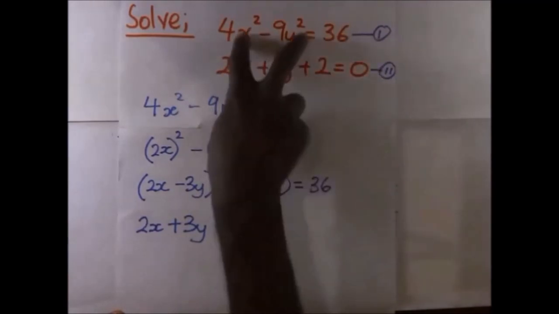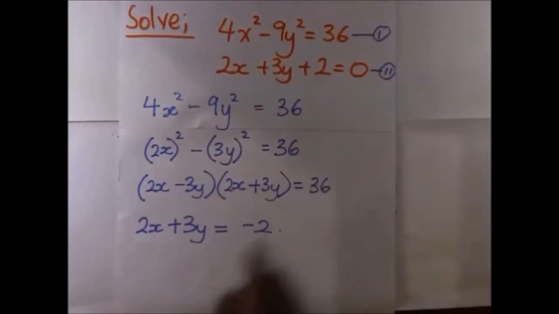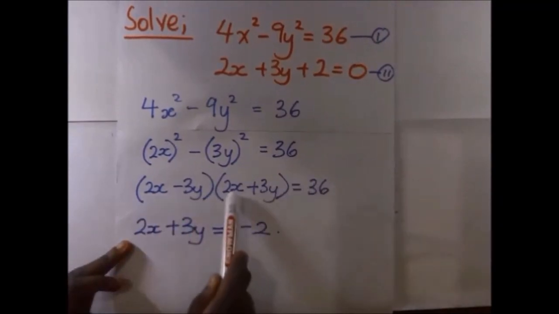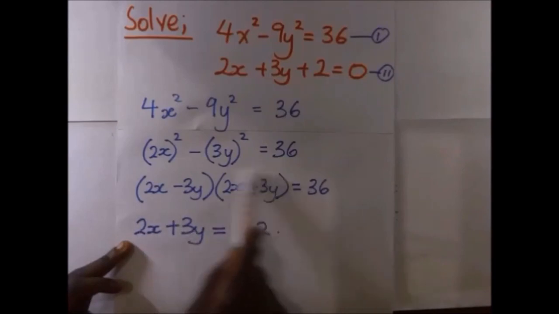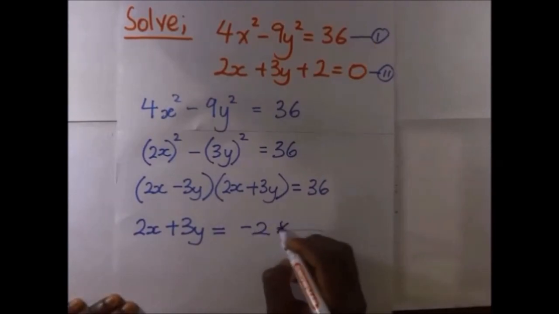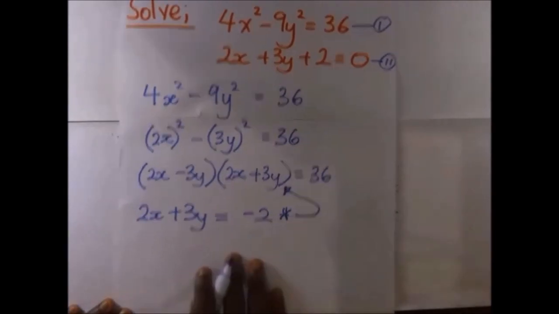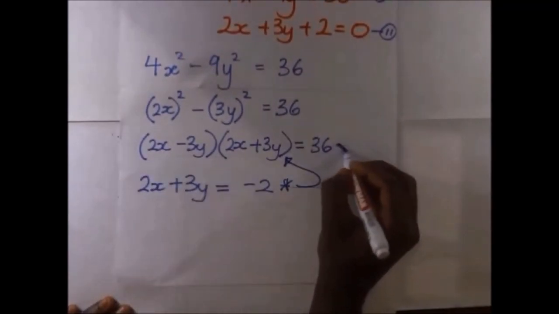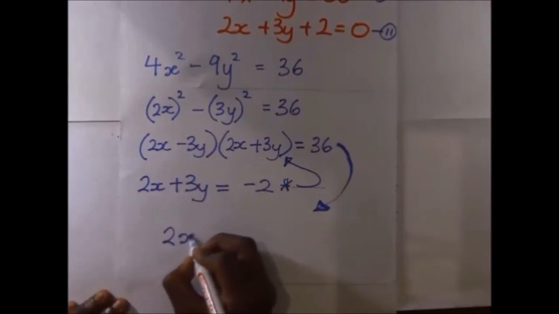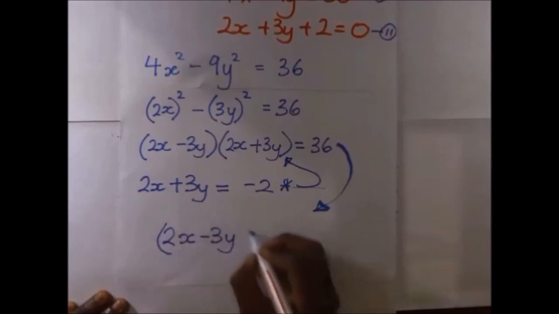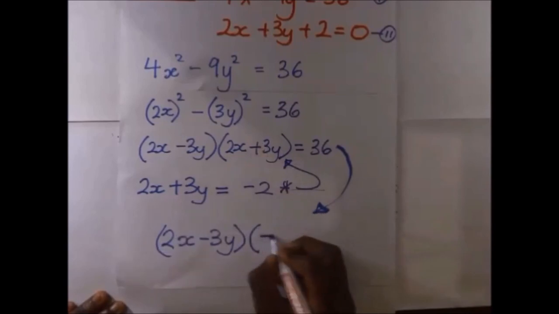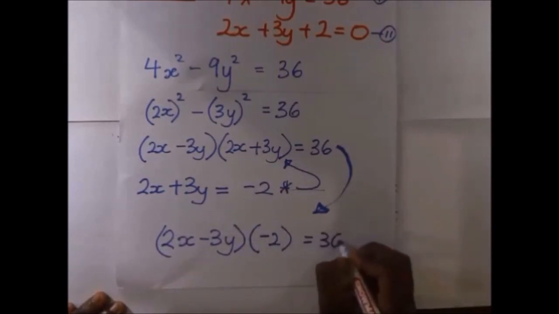And our first equation we have simplified into this. Since 2x plus 3y is equal to negative 2, and in this equation we also have 2x plus 3y, it means that this is equal to negative 2. So we're substituting this equation into that. From this equation, we continue and say that 2x minus 3y, multiplied by 2x plus 3y, which is equal to negative 2, is going to give us 36.